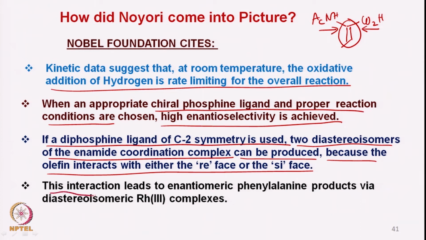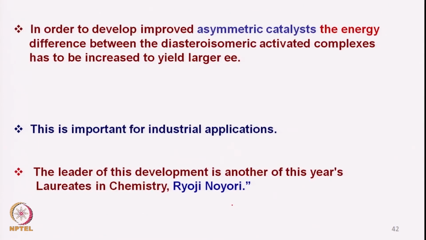So, this interaction leads to enantiomerically pure phenylalanine products, and of course various kinds of diastereomeric rhodium complexes have been utilized for a large number of asymmetric reduction work. That is where Noyori came into the picture. So, in order to develop improved asymmetric catalysts, the energy difference between the diastereomeric activated complexes has to be increased to yield a larger enantiomeric purity or enantiomeric excess.